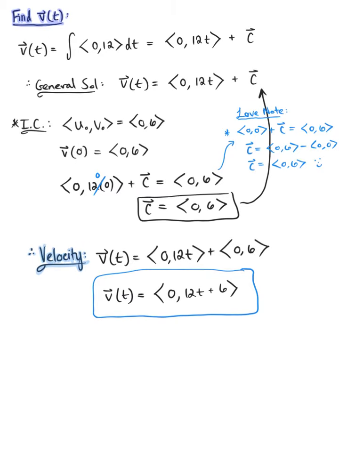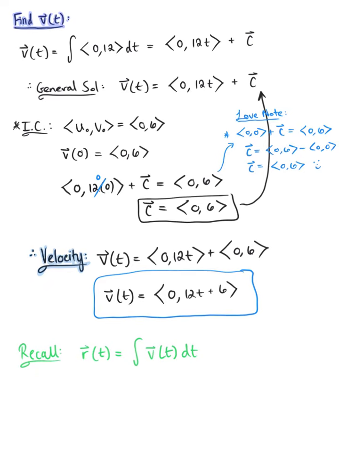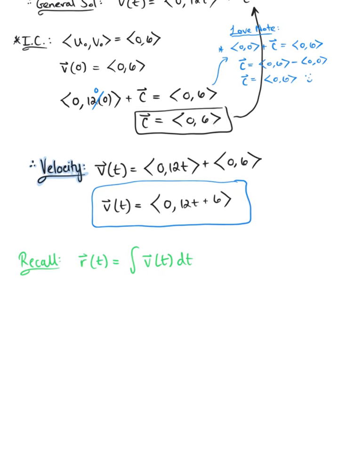So now that we have this beautiful velocity vector, we're going to take this velocity vector and use it to find the position. And we know this because we can recall that the position vector, vector r of t, is defined as the antiderivative of the velocity vector, integrating with respect to t. So here we go. Let's find our position vector.